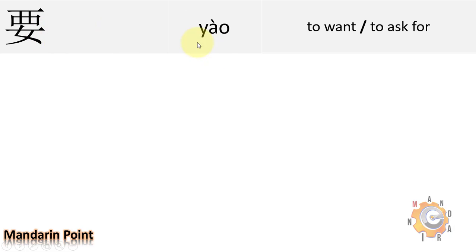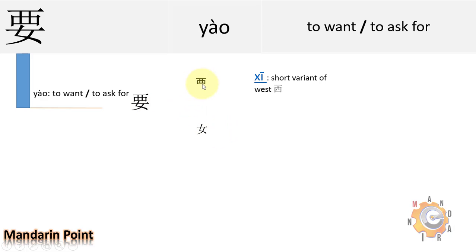要 means to want or to ask for. Let's decompose it. It is a very simple character. It has two components, one at the top and the second one at the bottom. The top one is this one and the bottom one is over here. This one is actually xi, which means west, and it is not the actual form of xi, rather it is a short variant of this xi. While this bottom character is nǚ, which means woman or girl.